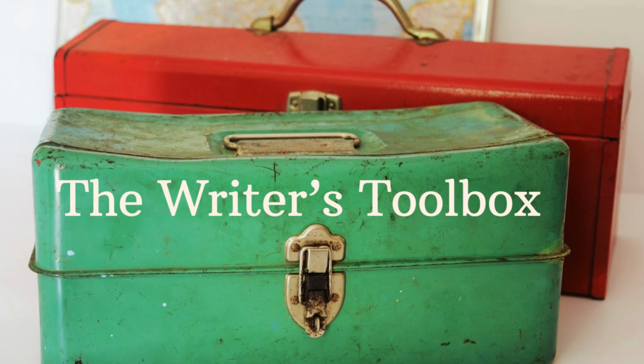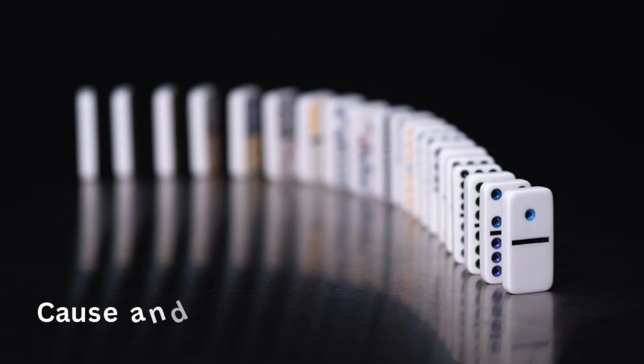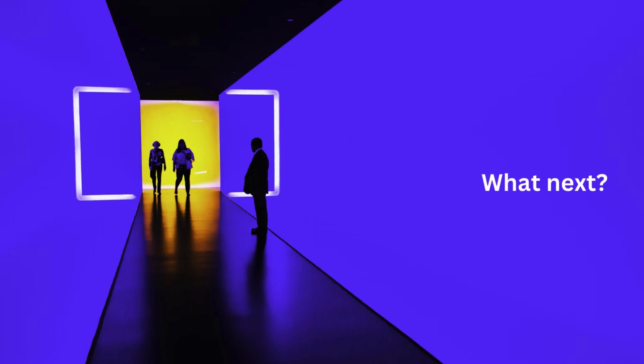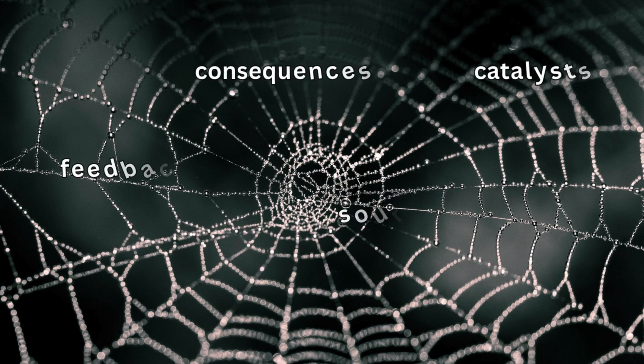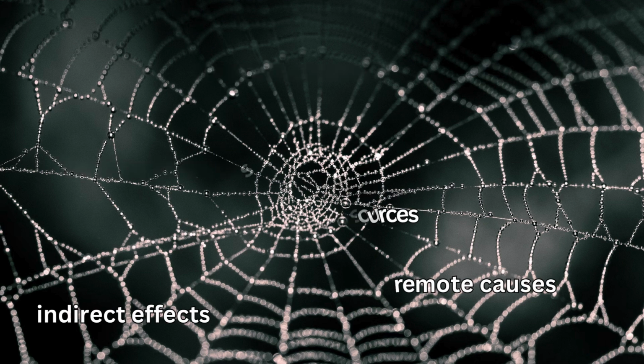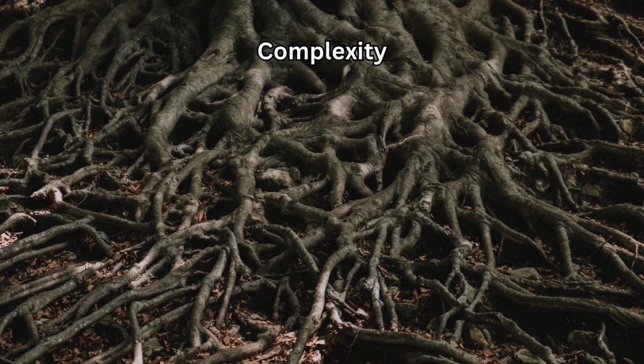Today, we're going to dive into our next writing tool, cause and effect, and discuss methods for sorting out events in time and possibly predicting for the future. We'll generate our own causal webs and consider sources rather than symptoms, consequences, catalysts, feedback loops, and other variables that make cause and effect much more nuanced than most people care to consider.